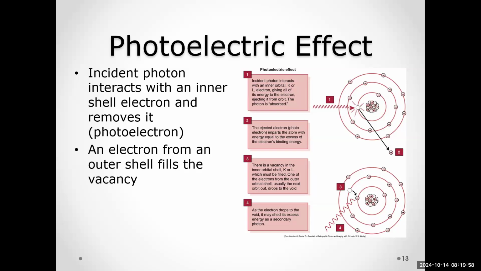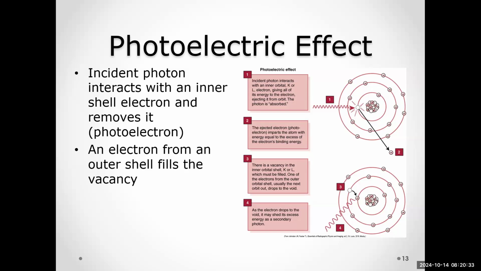You can see in the picture here, it says the incident photon interacts with an inner orbital K or L electron, giving all of its energy to the electron, ejecting it from the orbit. That photon is absorbed. So, photoelectric absorption. And then that ejected electron, the photoelectron, imparts the atom with energy equal to the excess of the electron's binding energy. So whatever energy was given off, that's what that photoelectron has.